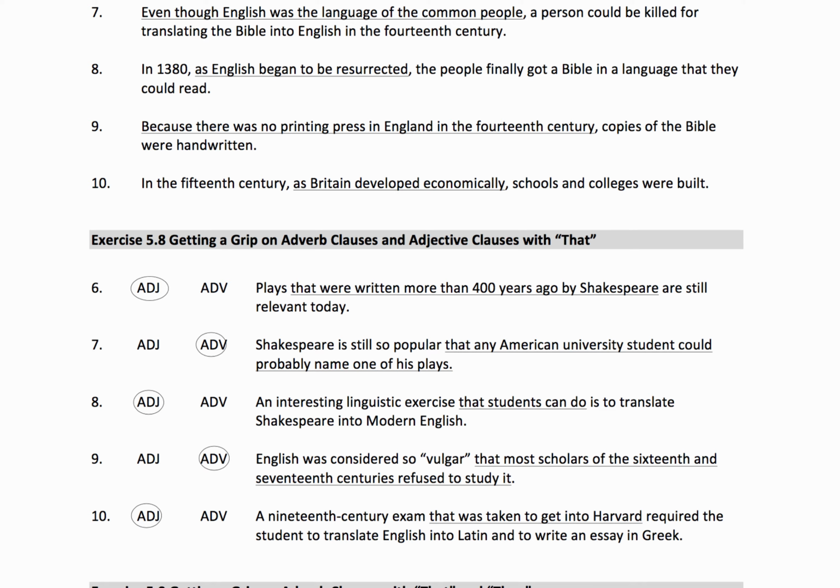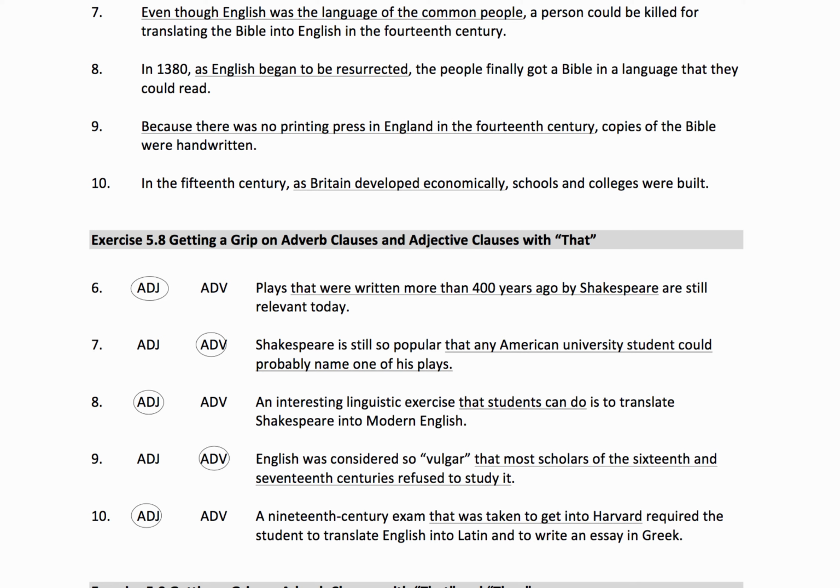So in number 6 from 5.8, we have plays that were written more than 500 years ago by Shakespeare. So this answers that adjective question of, well, what plays are you talking about, Robert? I'm talking about the plays that were written more than 400 years ago. So that were written by more than 400 years ago is identifying the noun plays. Which plays? So that's an adjective.